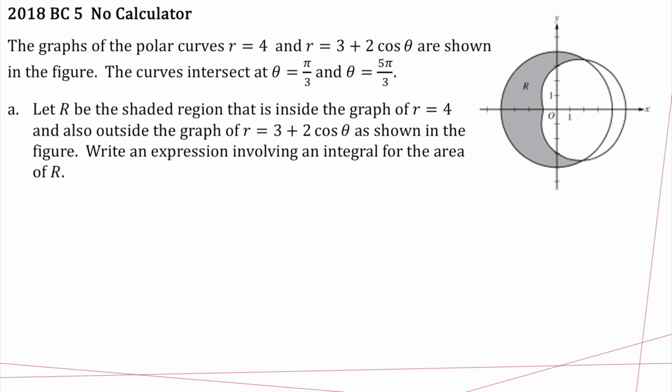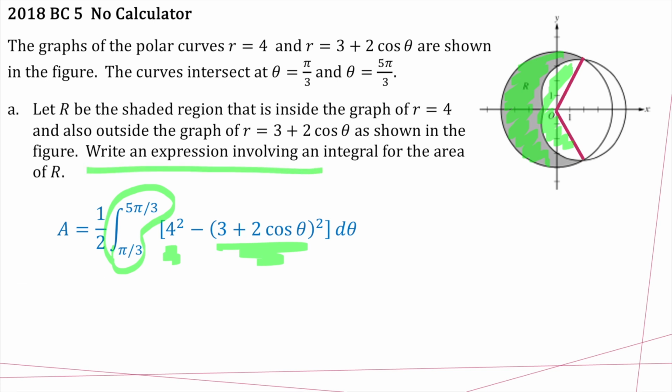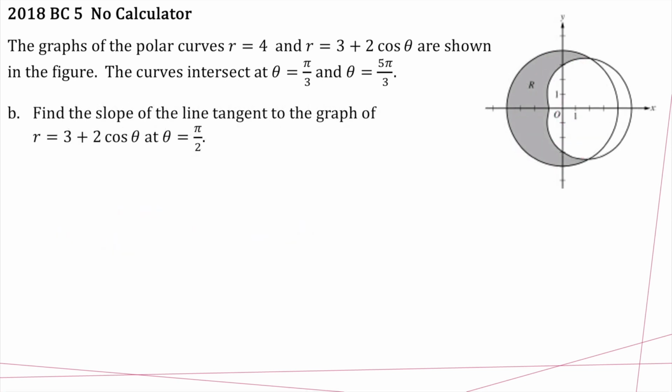Well, we know how to do that. We already have the two intersection points. If it's just this outside area, then we'll take the outside one, that's the circle, and subtract this inside part that we don't want. We'll use their intersections, pi over 3 to 5 pi over 3. We just have to write an expression. We don't have to solve it. So we will go on to part B.